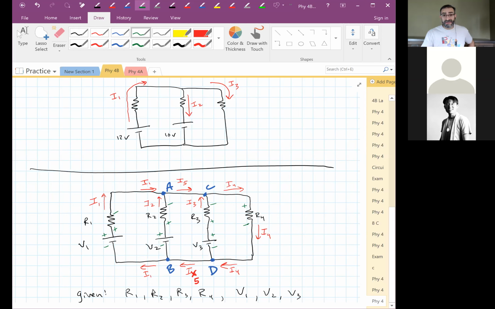But we need 3 loops. Let me show you why you need 3. You might think you can get away with 2. If you draw a loop on the left side, let's draw a loop on the left side. I'll use blue, and I'll draw this.